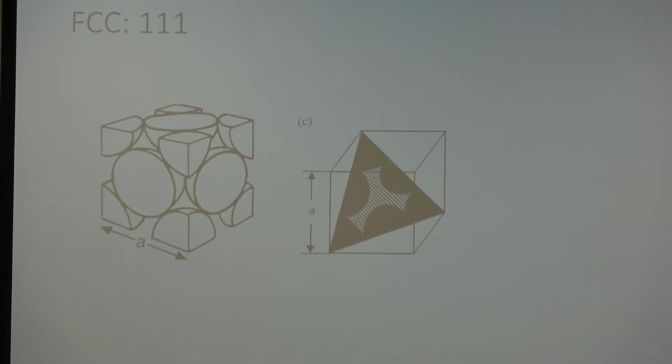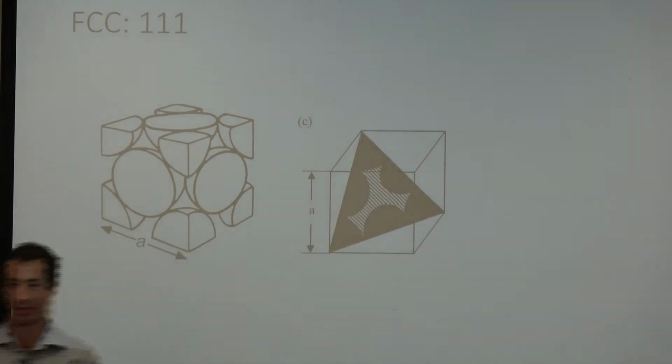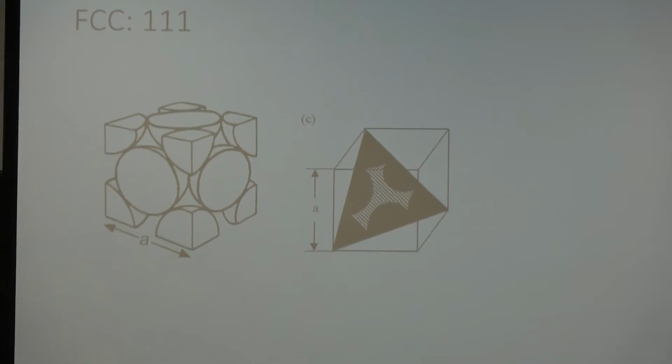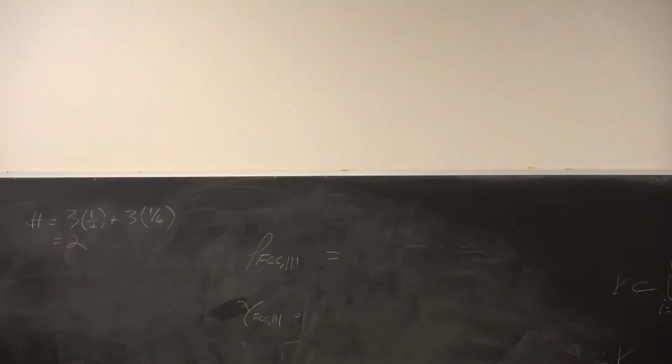So the number of atoms is what? No, it's 2 again. Because you've got 3 halves and 3 sixths. So 3 times 1/2 plus 3 times 1/6 equals 2.